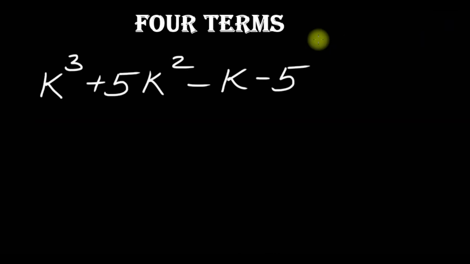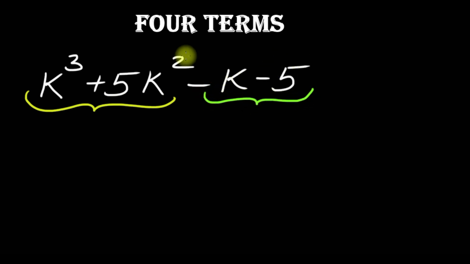So now we're going to get into factoring polynomials with 4 terms. So this expression right here, this is a polynomial, and as you can see, it has 4 terms. So we're going to factor this using the grouping method. Okay, so to use the grouping method, we're going to break this up into 2 groups. Okay, so this is the first group, and then this is the other group.